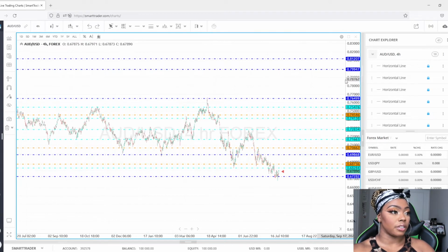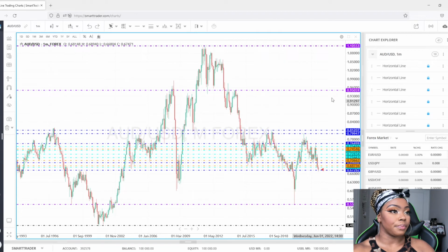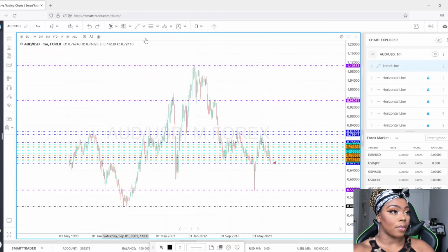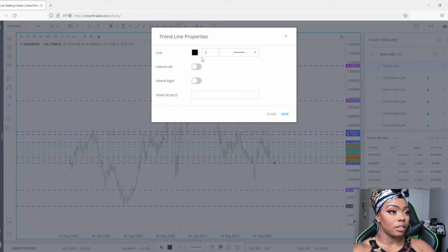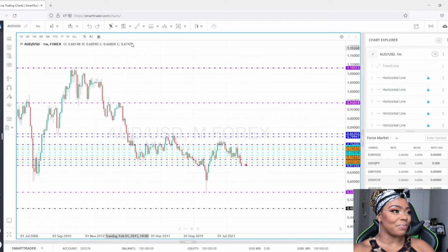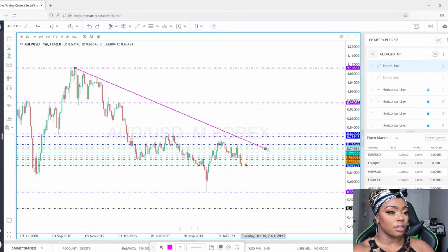Actually, first, we need to get our trend lines. So, I'm going from here. Got our trend line. I like to make my trend lines magenta or fuchsia, sorry. Take it from the top point, stretch it out, bring it down, first touch. And bring it right here.